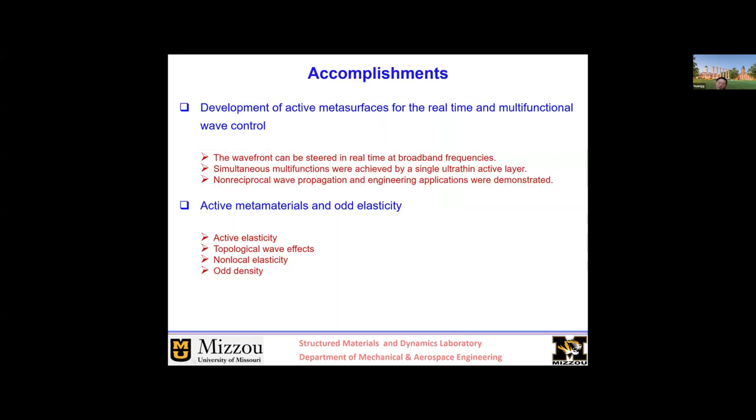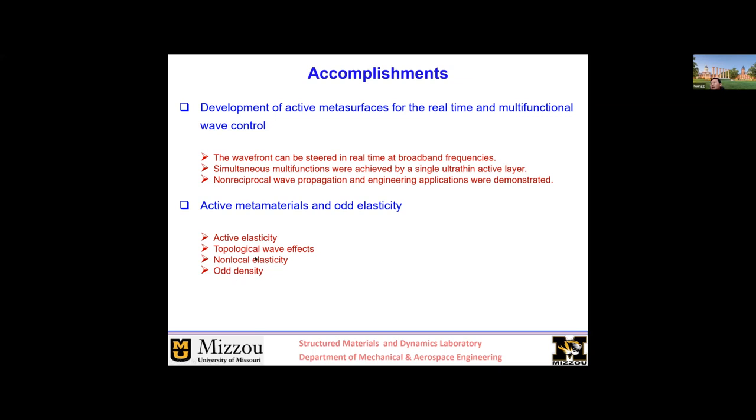Okay, because of time, I think that's all I want to present today. The last two parts are still not published. Basically, I gave you some review of what we've done in active matter surfaces for real-time and multifunctional wave control. Then we presented, from the material point of view, how we can realize odd elasticity behavior and odd density behavior and some unconventional wave control. I think this area is very interesting.